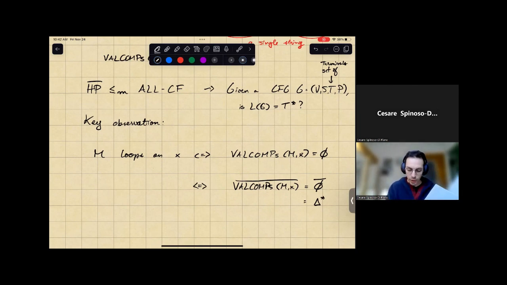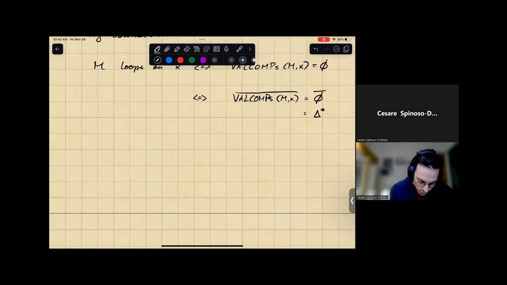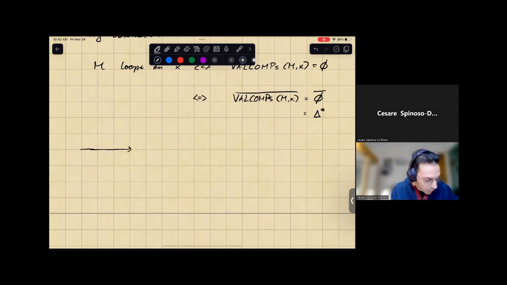Okay, how is this possible? Well, let me show you a diagram. So this is a diagram which hopefully you're very used to by now. So consider an instance of the not halting problem, MX.